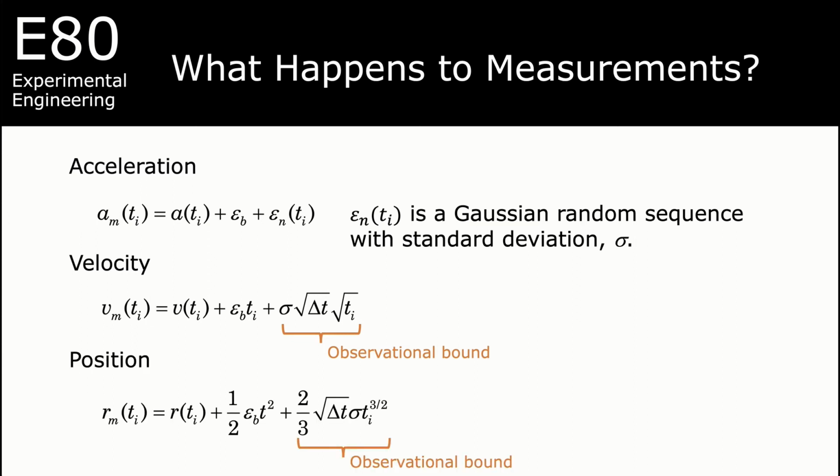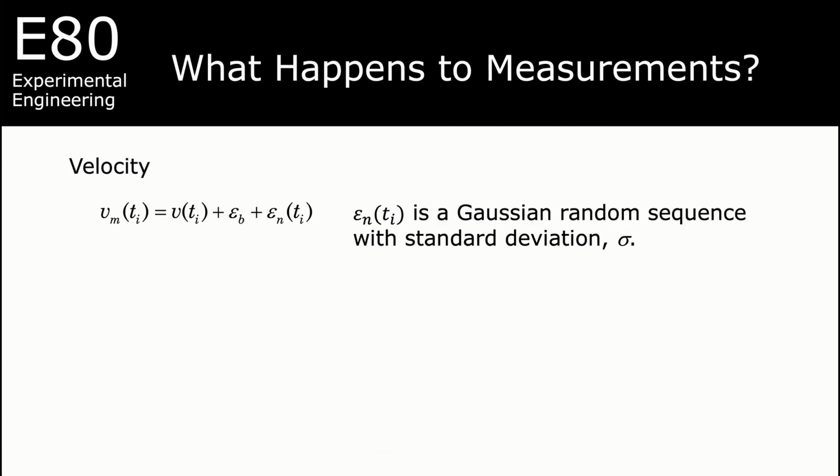For the position, we're going to have to integrate the above expression again, and so the measured position is going to be the true position plus 1/2 of the bias times the step squared, and then 2/3 times the square root of the sample rate times the sigma of the white noise times time step sub i to the 3/2 power. Again, this is the observation bound.